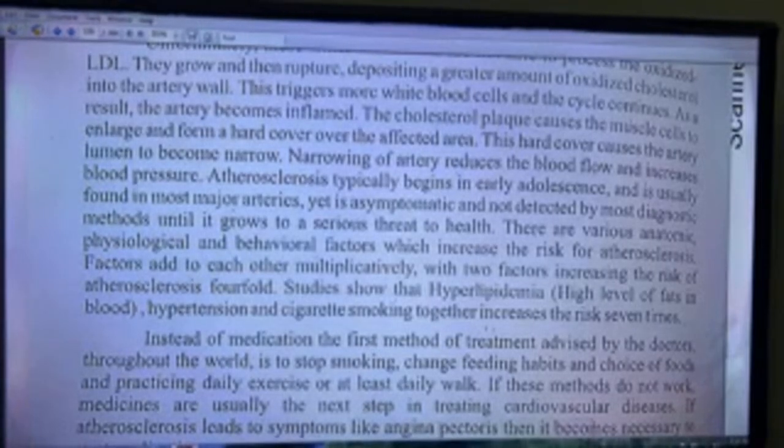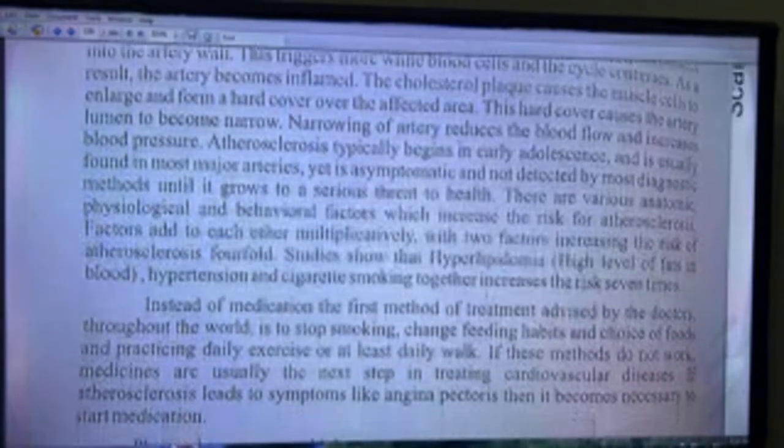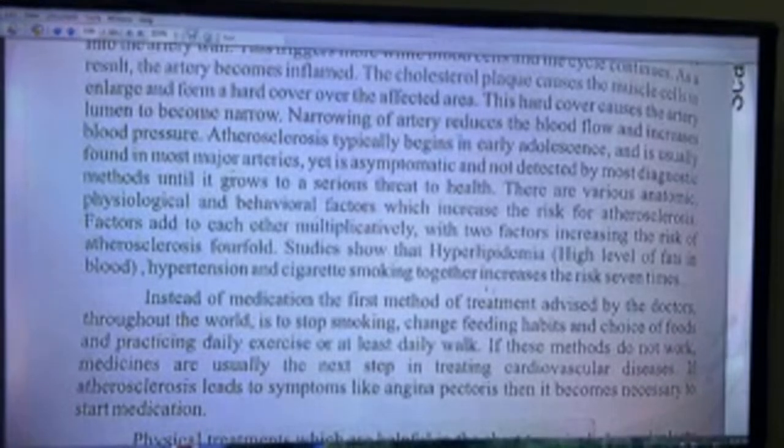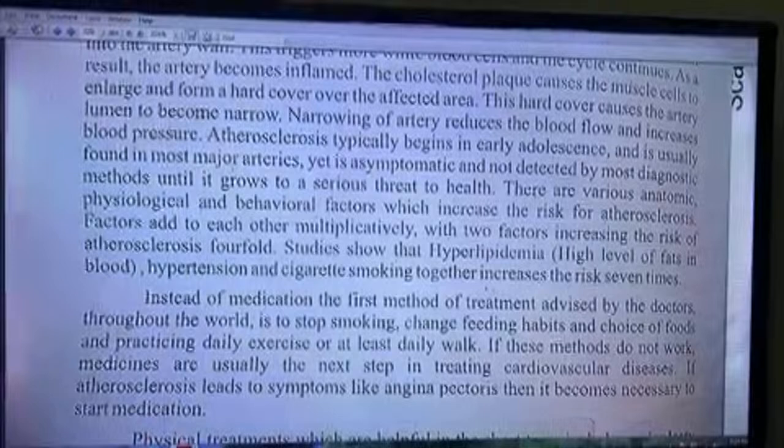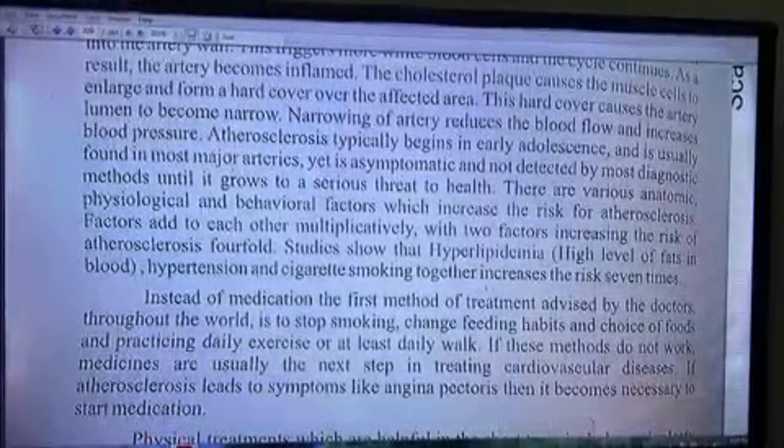As a result, the artery becomes inflamed. The cholesterol plaque causes the muscle cells to enlarge and form a hard cover over the affected area. This hard cover causes the artery lumen to become narrow. Narrowing of the artery reduces the blood flow and increases blood pressure.